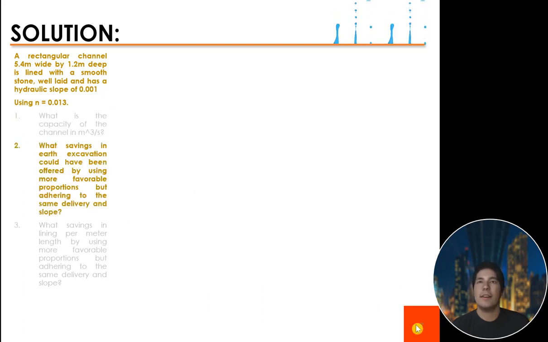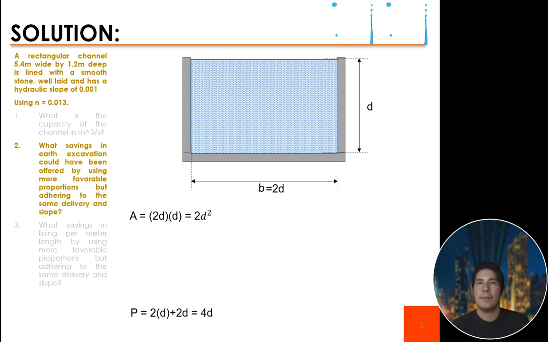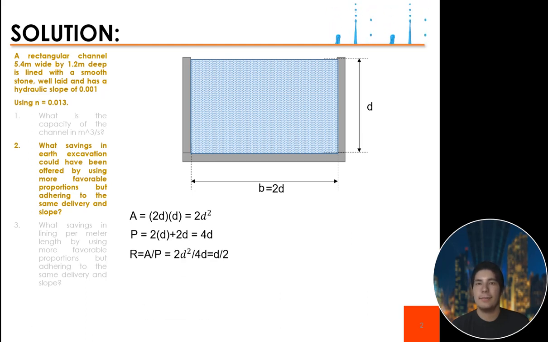So for problem 2, ano daw yung savings na makukuha natin sa excavation? So kung gagamit tayo ng most economical section or most efficient section. So bali yung B natin is equal nung twice ng depth, di ba? So bali yung area natin is 2D squared, yung wetted perimeter natin is 4 times the depth. So bali yung hydraulic radius is D divided by 2, no? So using the continuity equation, we have Q is equal to area times velocity, where velocity is 1 over n, R^(2/3) S^(1/2).